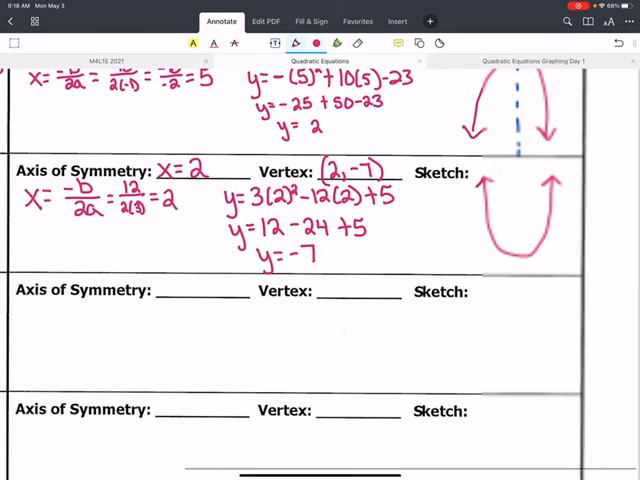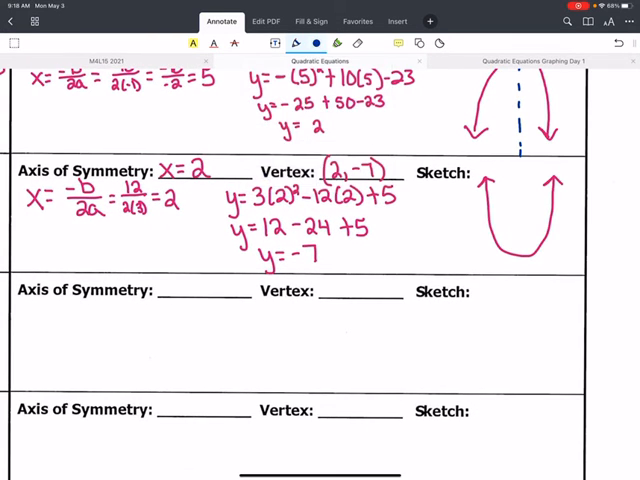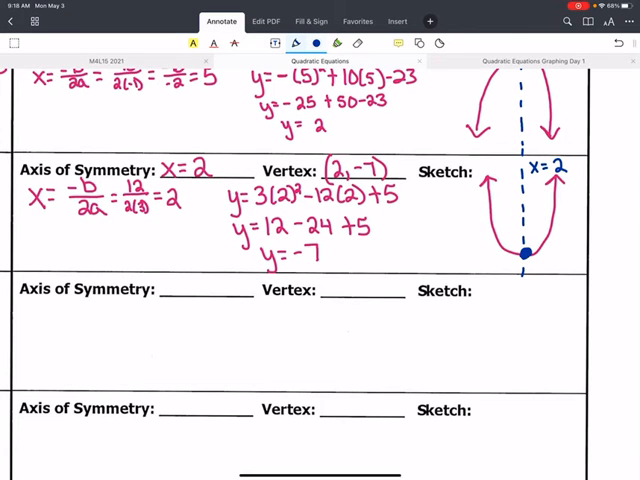So go into my sketch. I'll draw my axis of symmetry. I'll label that x equals 2. And then my point, my minimum, is at 2, comma, negative 7.